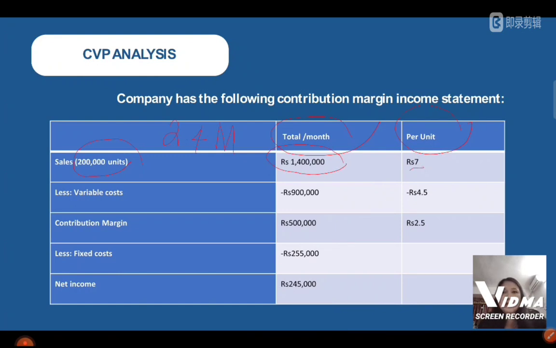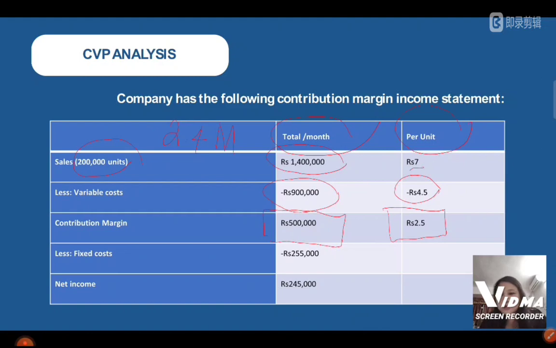We are going to deduct the variable costs, or the cost of production. So for 200,000 units, the variable cost is 900,000 rupees. Or per unit, that would be 4.5 rupees, which gives us the contribution margin of 500,000 rupees, or 2.5 rupees per unit.